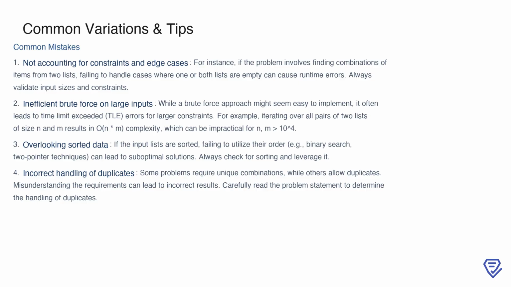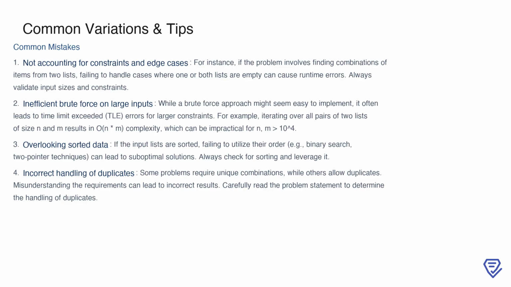For instance, iterating through all pairs of items in two lists with sizes n and m gives you a time complexity of O(n*m), which becomes impractical when n or m exceeds 10,000. Additionally, overlooking sorted data can be costly. If the input lists are already sorted, you can often leverage techniques like binary search or two-pointers to significantly improve efficiency. Finally, failing to handle duplicates correctly is a frequent issue.